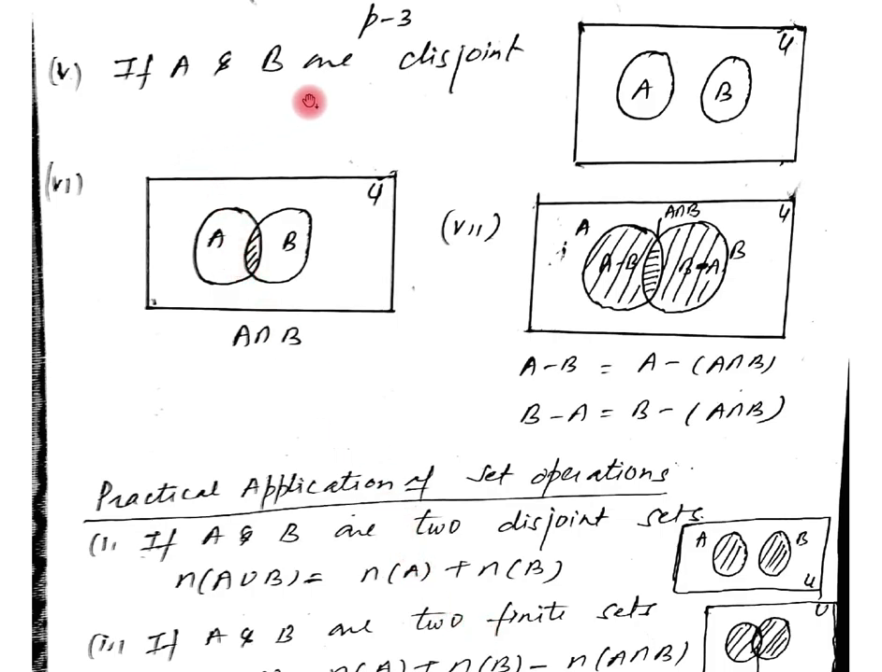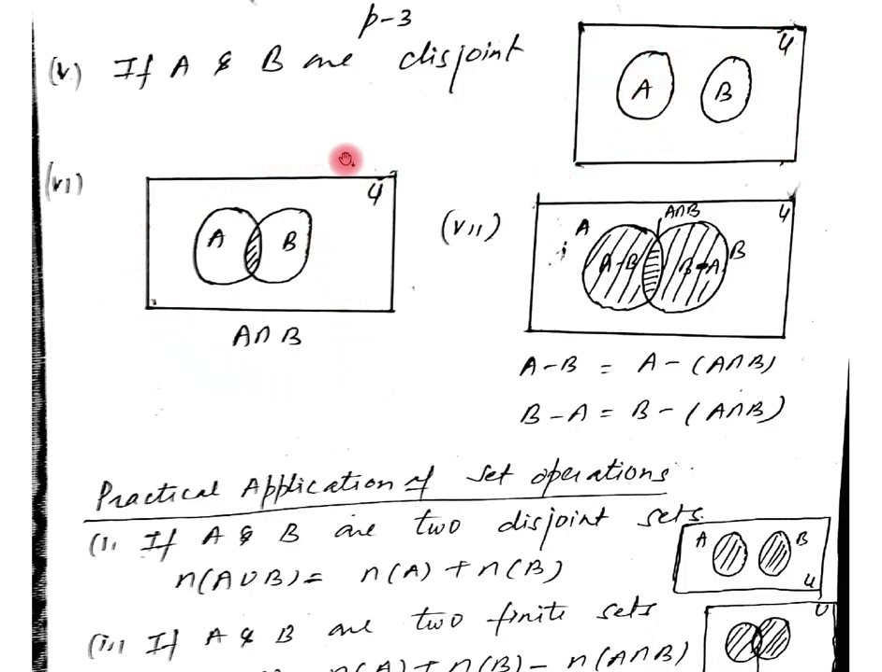Now if A and B are disjoint sets, it means they don't have anything in common. It means their intersection is empty. So this can be shown. Let this be U. This is set A. This is set B. They are shown apart because disjoint means they don't have any common portion. So A and B can be shown independently in U.